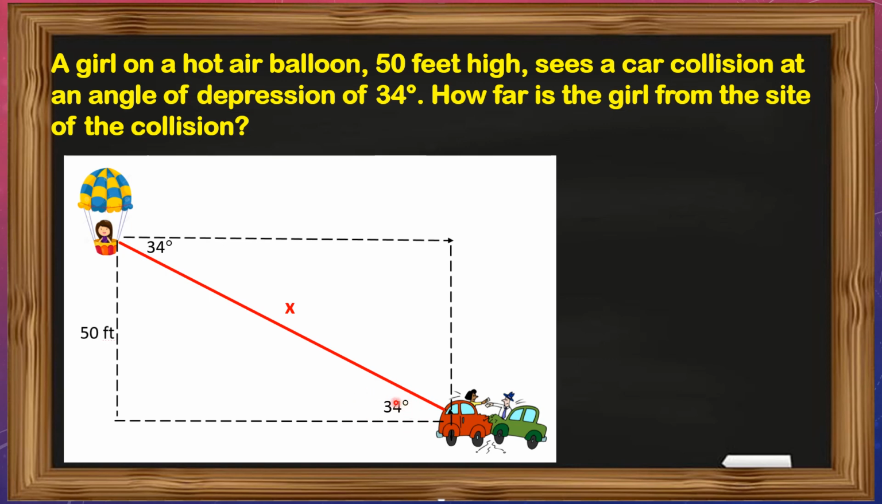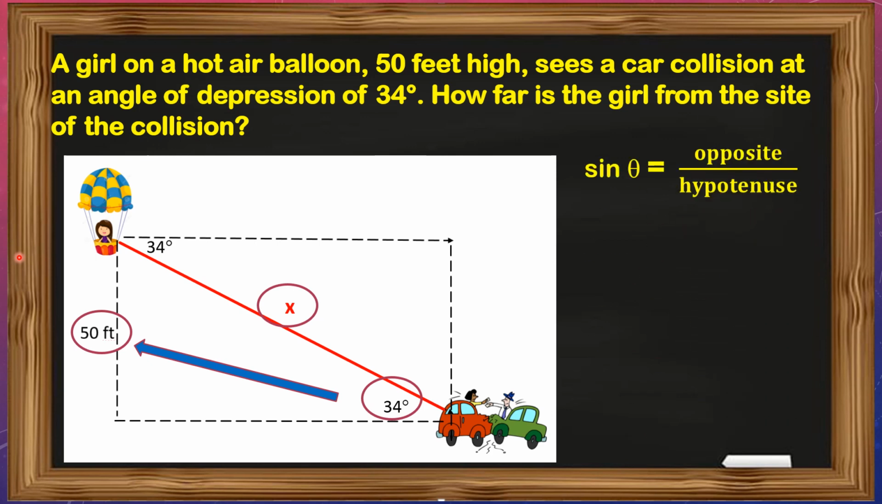If I am going to make this my theta or my reference angle, then this is going to be the opposite side, and the unknown here is the hypotenuse. And if the opposite side and the hypotenuse are involved, then the right trigonometric ratio to be used would be the sine ratio. So sine theta is equal to the opposite side over the hypotenuse.